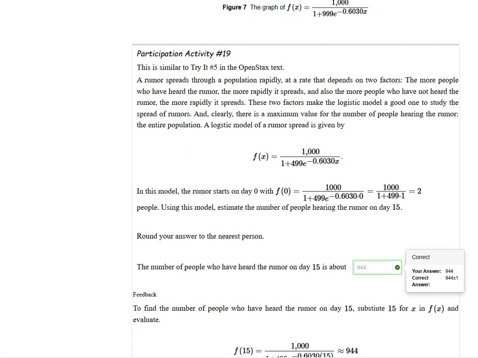And now again, Mobius says 944 plus or minus 1. So they're allowing 3 possible answers: 943, 944, and 945. Don't type 944 plus or minus 1. That's not an answer. Okay? That's their way of giving you three possible correct answers.